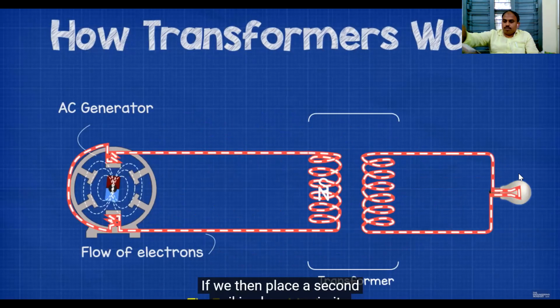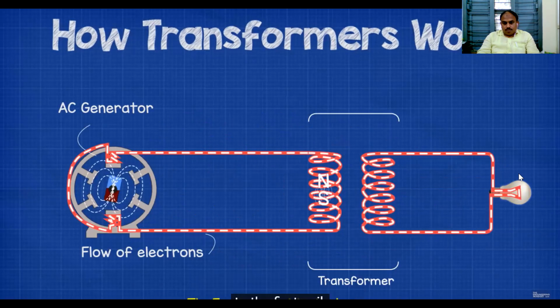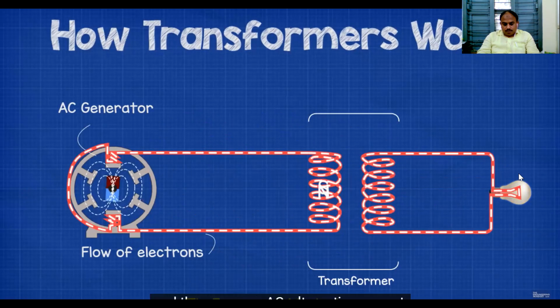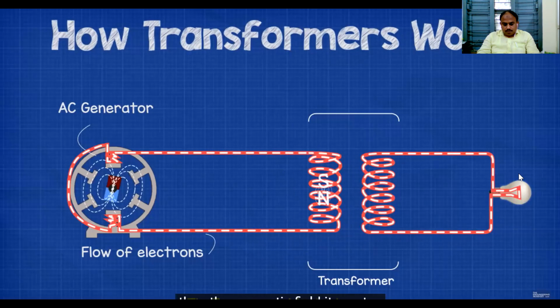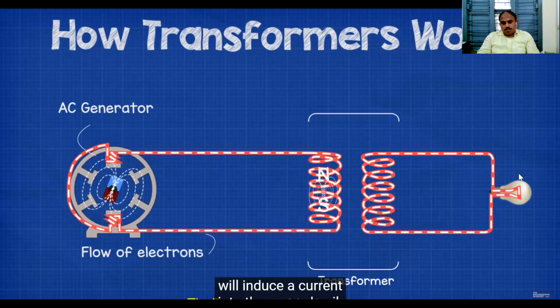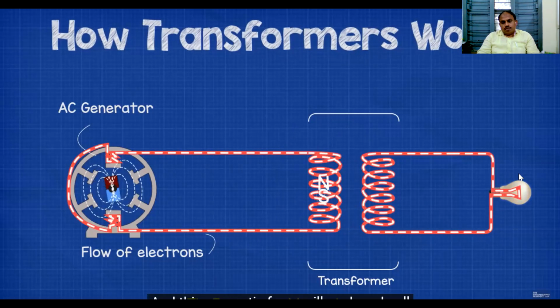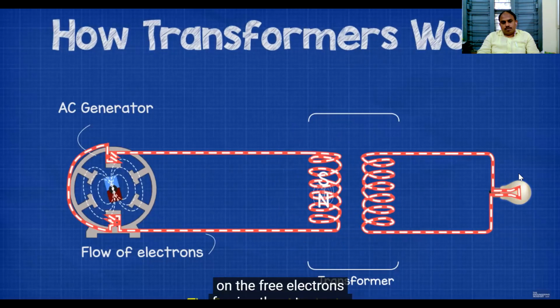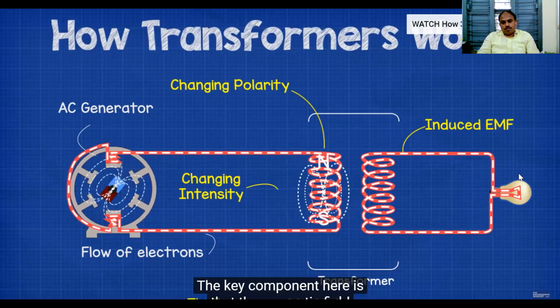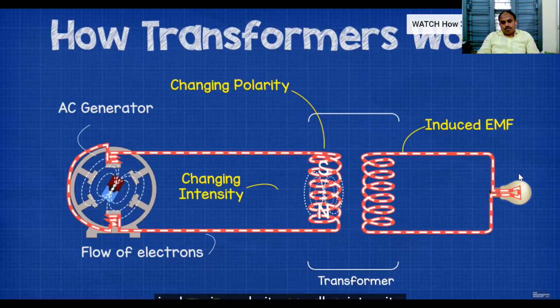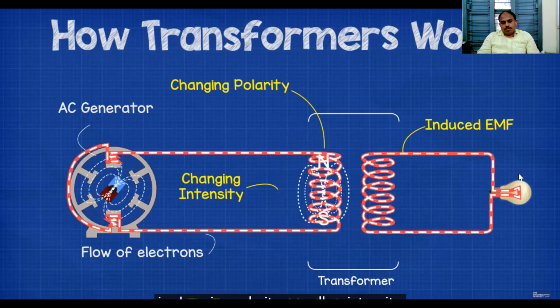If we then place a second coil in close proximity to the first coil and then we pass AC alternating current through the first coil, then the magnetic field it creates will induce a current into the second coil, and this magnetic force will push and pull on the free electrons, forcing them to move. The key component here is that the magnetic field is changing polarity as well as intensity.